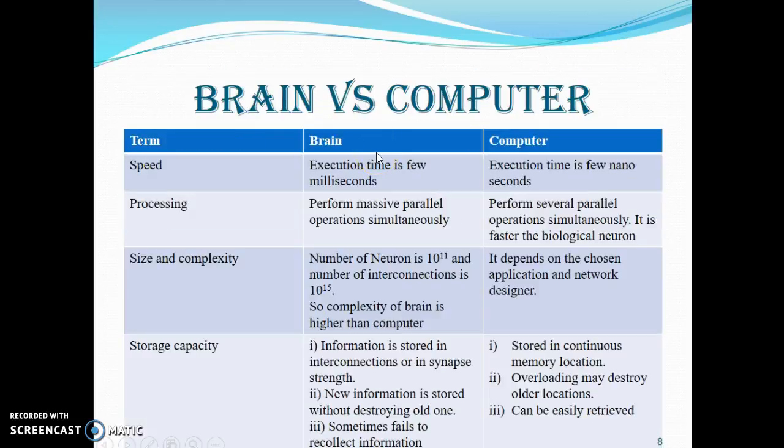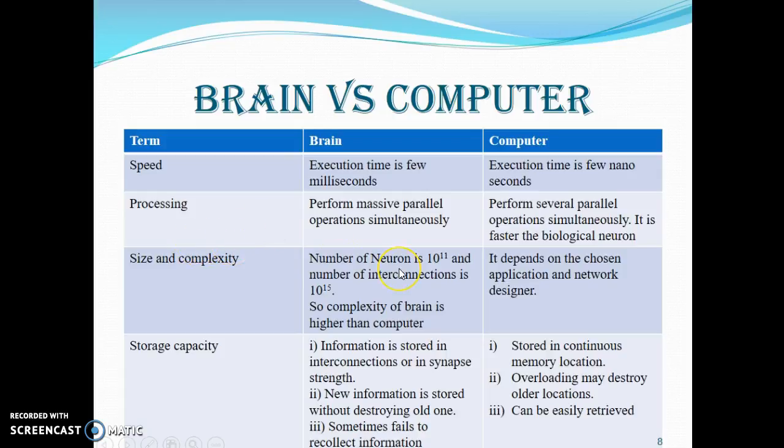Now the basic difference between the ANN and BNN, that is the artificial neural network and the biological neural network. Brain means biological and computer means artificial neural network. First point is speed. In the brain the execution time is a few milliseconds, and in the computer the execution time is a few nanoseconds. So the speed of the computer is higher than the brain. Now coming to the processing. In both brain and computer we can perform massively parallel operations simultaneously, but the computer is faster than the biological network.